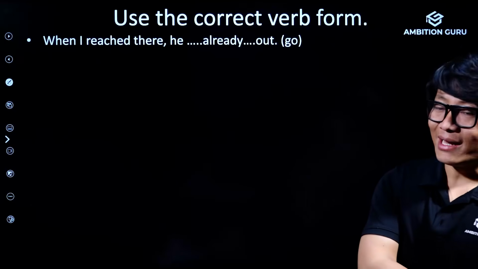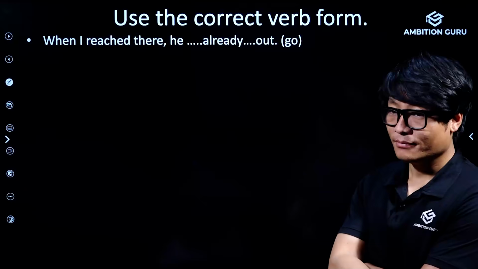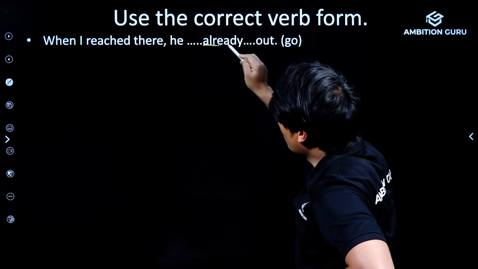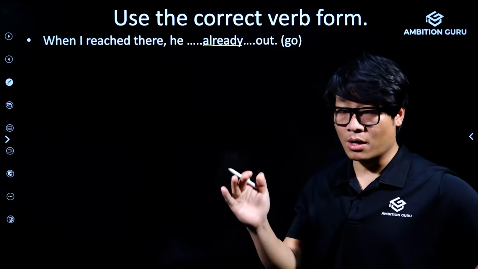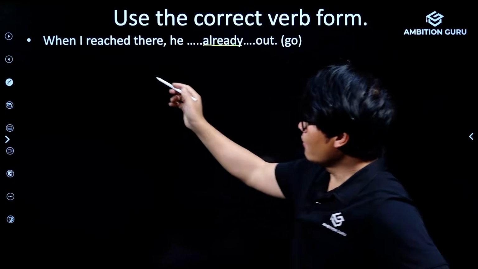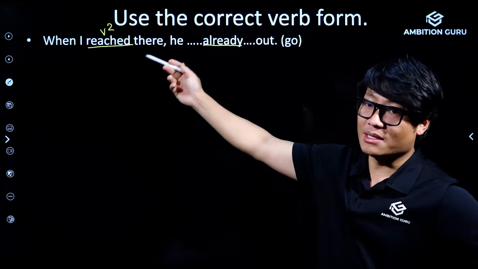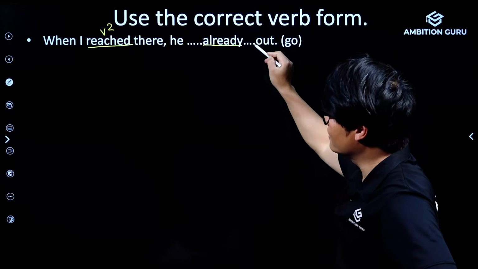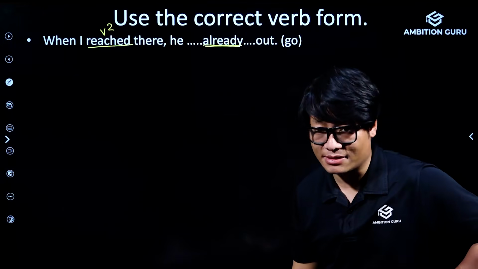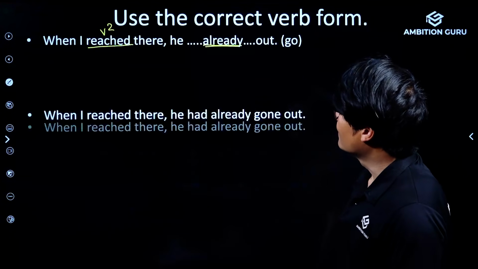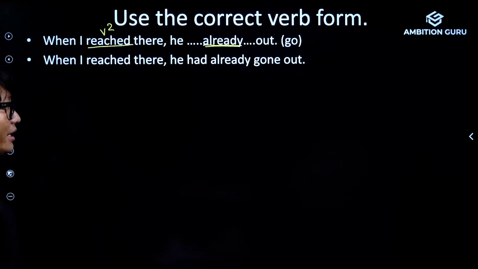Had go is wrong. Went also wrong. You need to understand when there is already, then obviously we need to understand that it should be past perfect, present perfect, or future perfect. But here is a verb 2, that means it is in the past. When the first sentence is in the past tense, then absolutely even this should be in the past tense. But which past tense? Because here is already, so here should be past perfect. So answer is, when I reached there, he had already gone out.